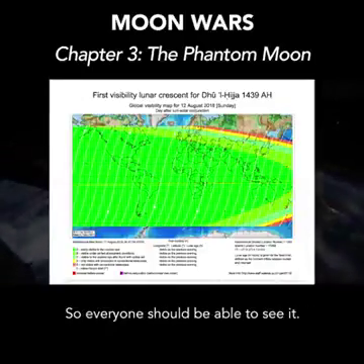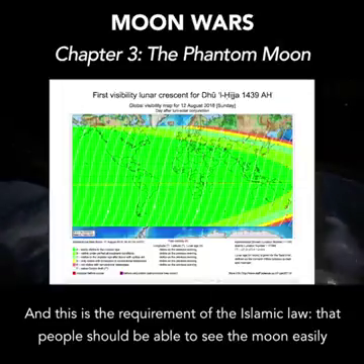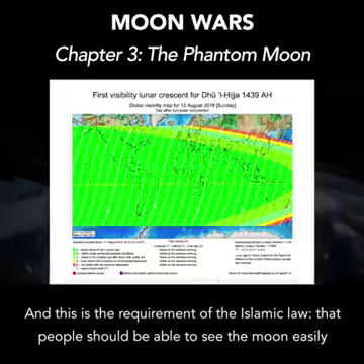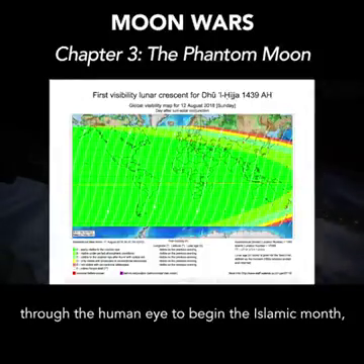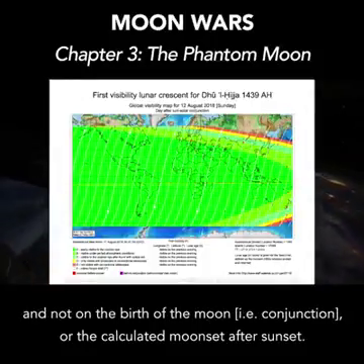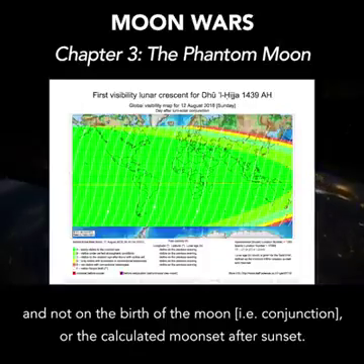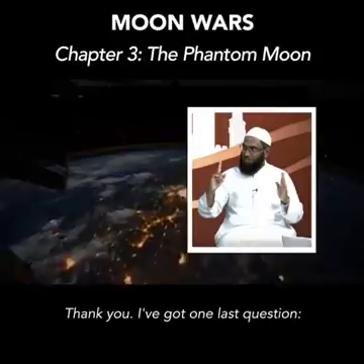So everyone should be able to see it. And this is the requirement of the Islamic law, that people should be able to see the moon easily through the human eye to begin the Islamic month, and not on the birth of the moon or the calculated moon set after sunset. Thank you. And I've got one last question.